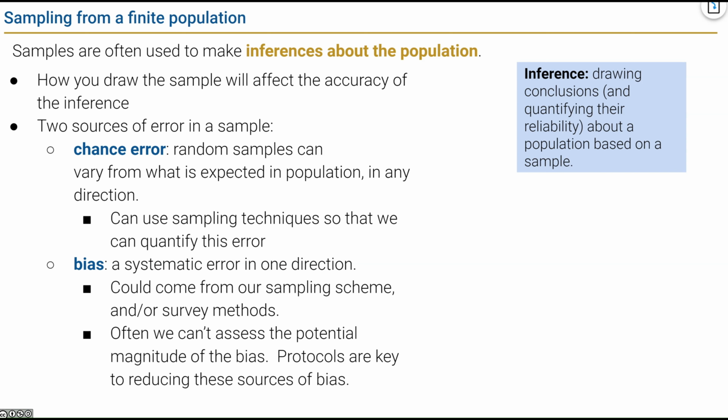Now, bias is different than chance error in the sense that it's a systematic error in one direction. This can be the result of your sampling scheme and or your survey methods. The downside is we often can't assess the potential magnitude, as opposed to chance error, where in theory we're going to be able to at least model the potential magnitude. So for bias, it's really having protocols that we'll discuss in the next video, some common things that you do when collecting data and or using data that's already been collected to make sure you're reducing the sources of bias as much as possible.